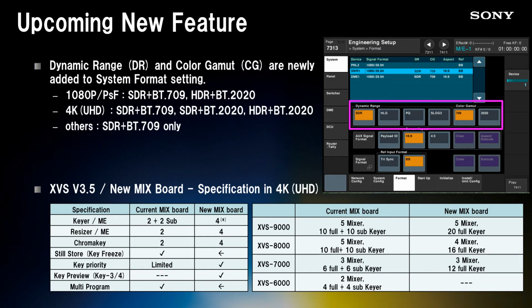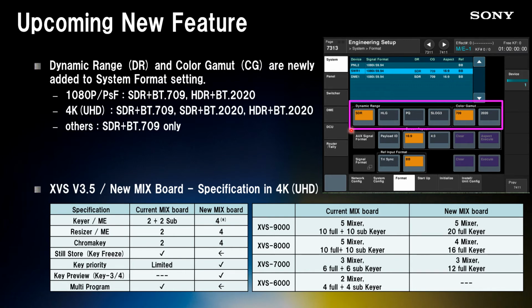Besides, our XVS series will release some new features in the near future, including the ability to show the dynamic range and color gamma information. Furthermore, the system format can be SDR or PQ, HLG, or S-Log3 to fit your HDR production workflow.